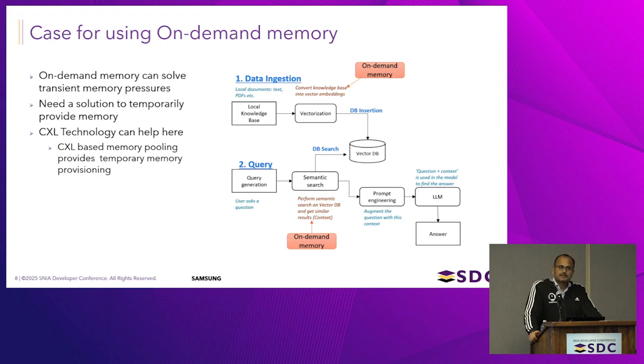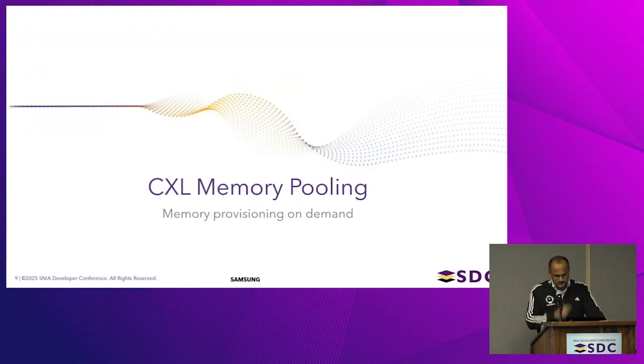So this is where CXL comes in. CXL technology could be a great fit for this problem. In particular, CXL memory pooling gives us that exact flexibility, the ability to provision memory on demand and release it dynamically when not required. So now let's move into the CXL and CXL memory pooling part.